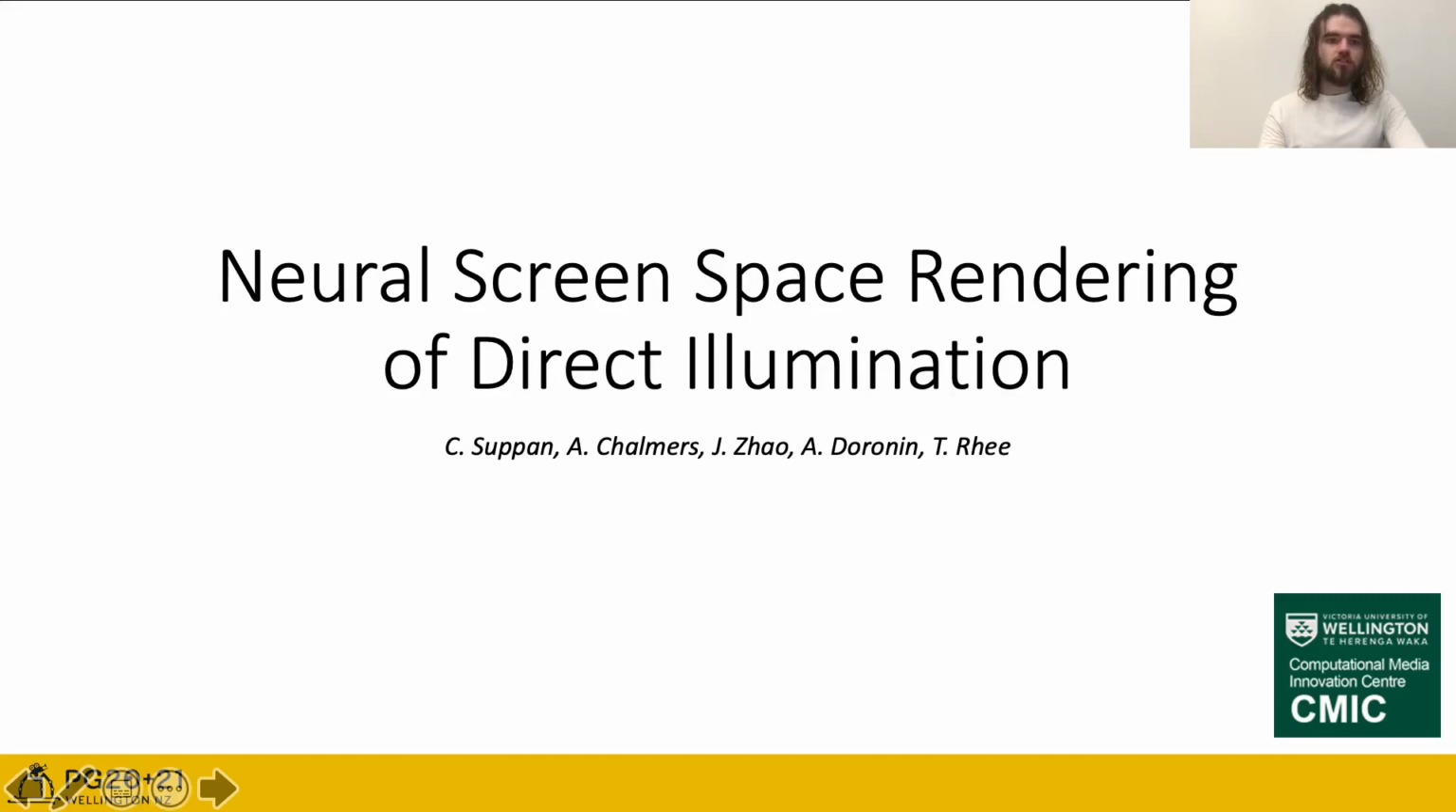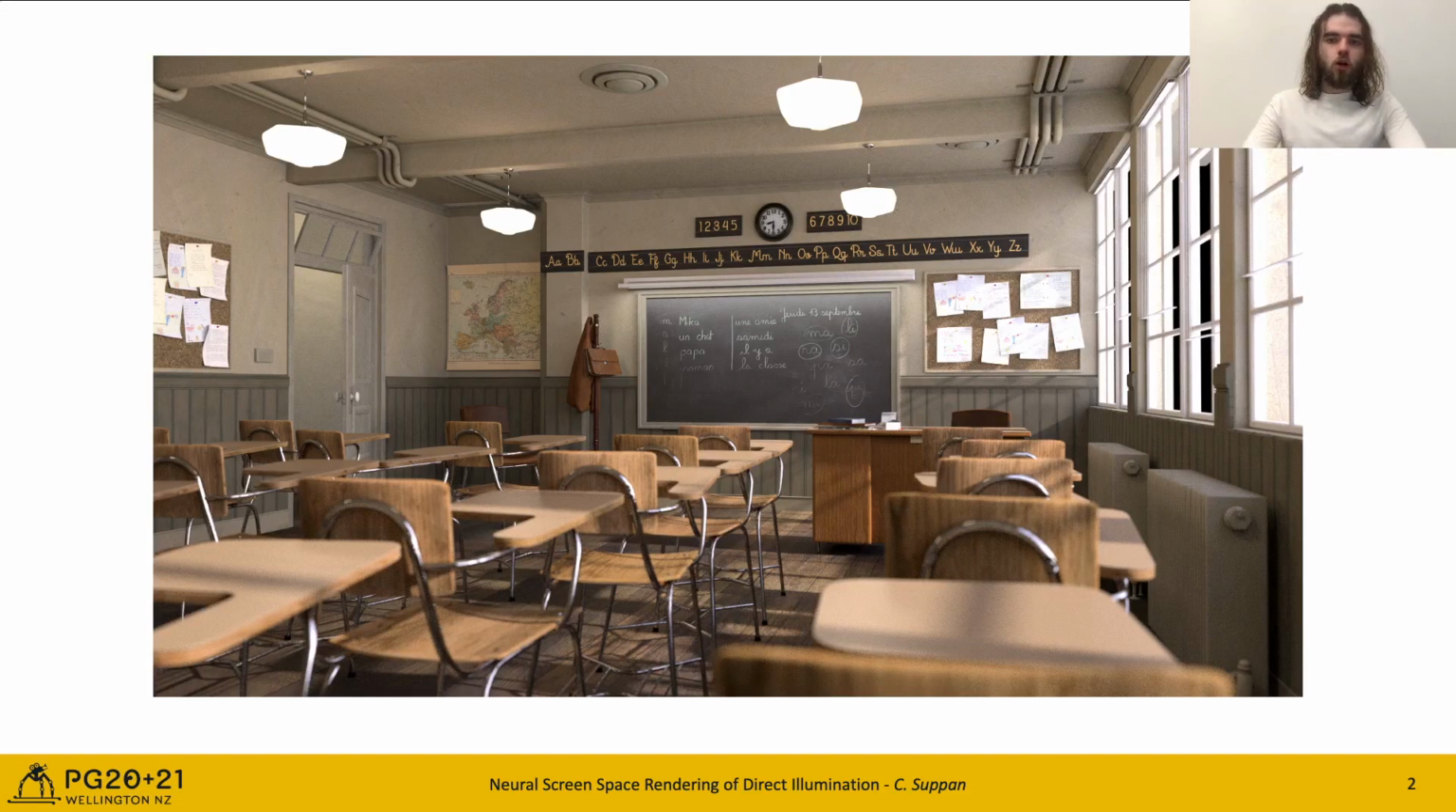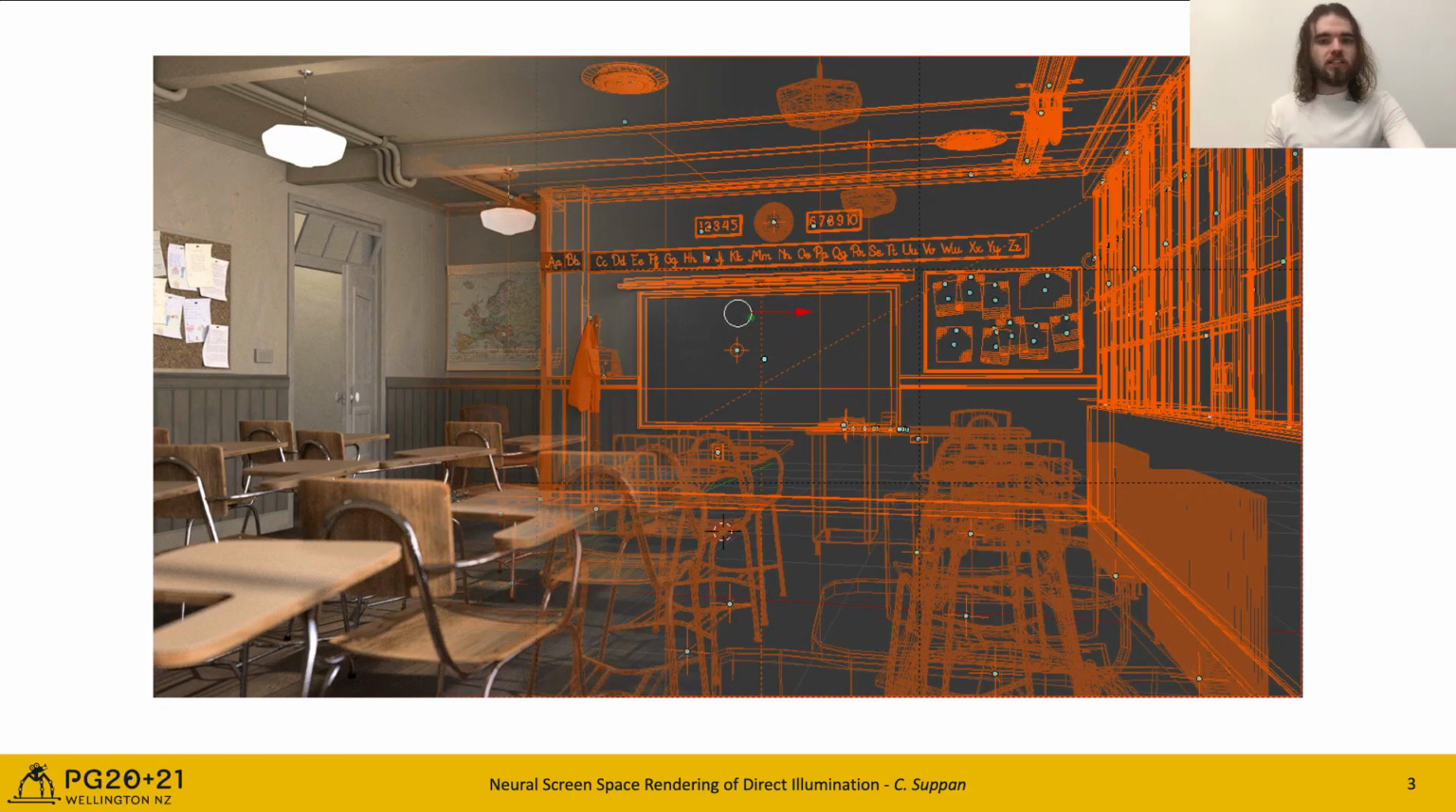My name is Christian Suppan, and I will be presenting neural screen space rendering of direct illumination. Modern rendering methods are able to produce images of incredible detail and accuracy. To do this, they require complete and precise scene descriptions: meshes, textures, light sources, participating media.